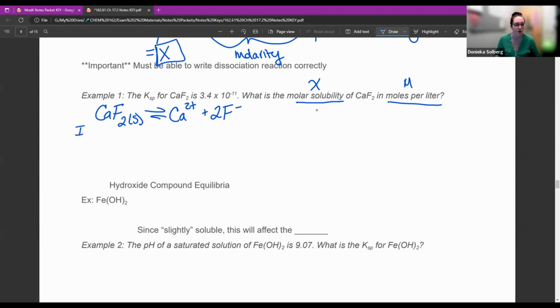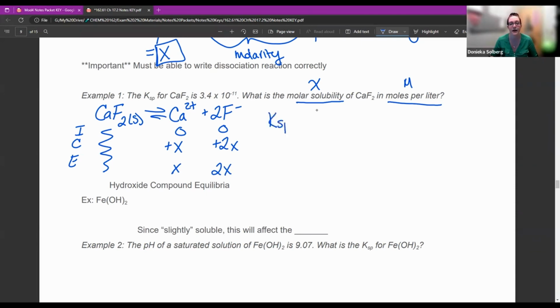Okay, so I'm going to go with an ICE table. This is solid, so that part actually doesn't matter. So you're always going to be able to get rid of that. I don't start with any ions, but when it dissolves, then I'm going to be plus X and plus 2X. Okay, so this one is going to be X and this is going to be 2X.